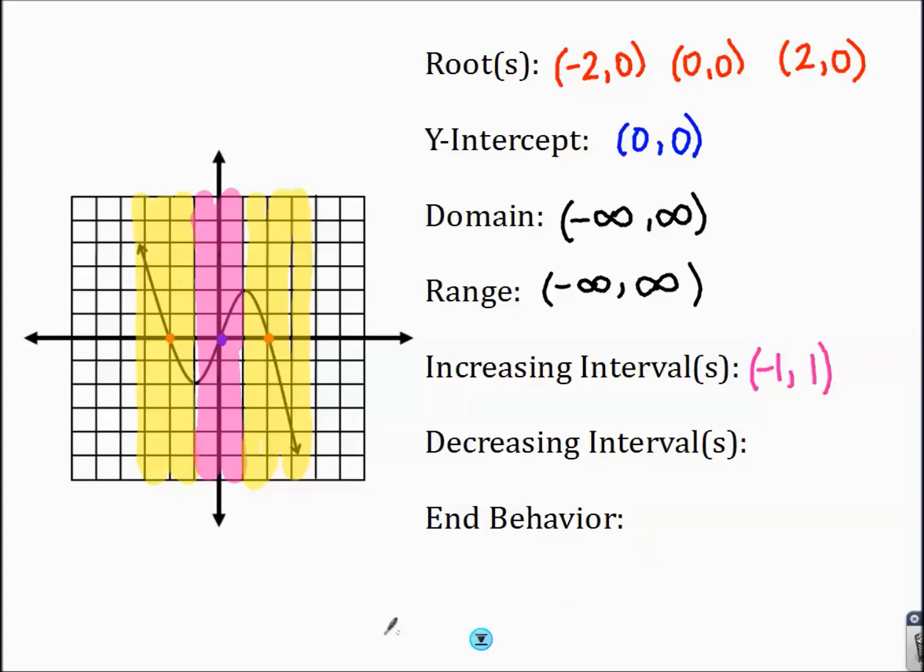And there are two decreasing intervals, from -infinity to -1, and then again from +1 to +infinity.